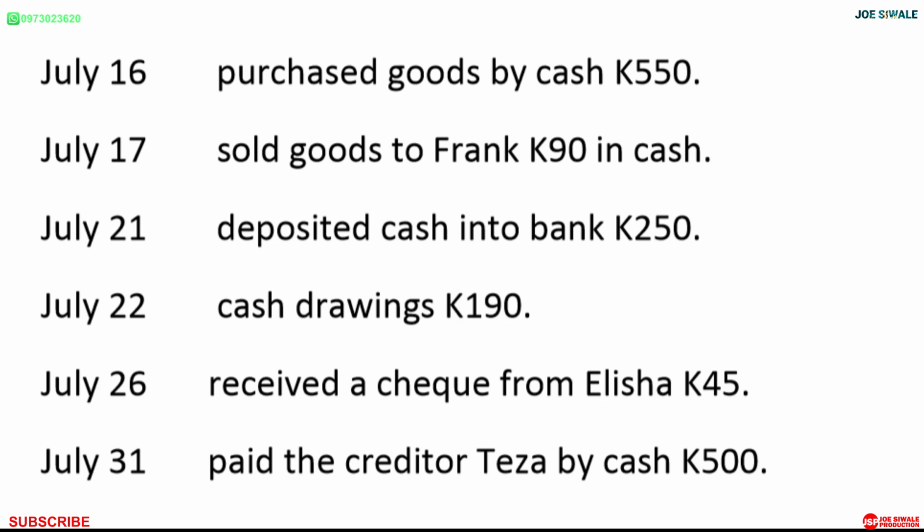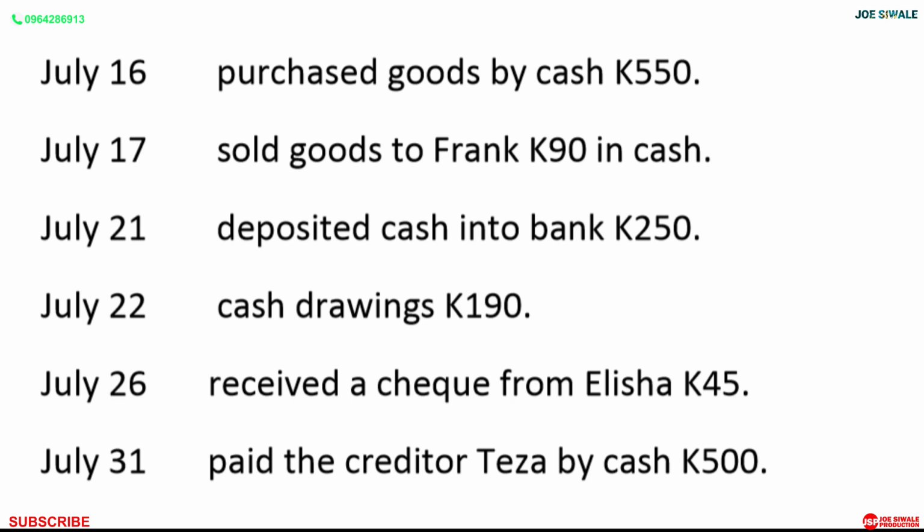On the 17th of July, sold goods to Frank amounting to 90 kwacha in cash. On the 21st of July, deposited cash into bank amounting to 250 kwacha. On the 22nd of July, cash drawings amounting to 190 kwacha. On the 26th of July, received a check from Elisha amounting to 45 kwacha. Then on the 31st of July, paid the creditor Teza by cash amounting to 500 kwacha.